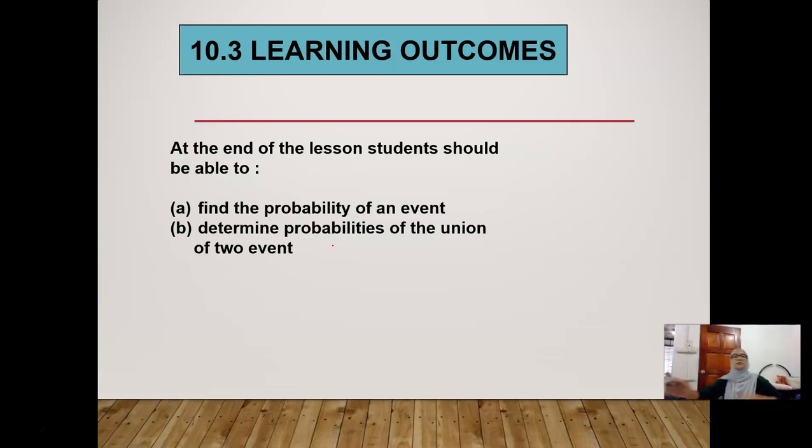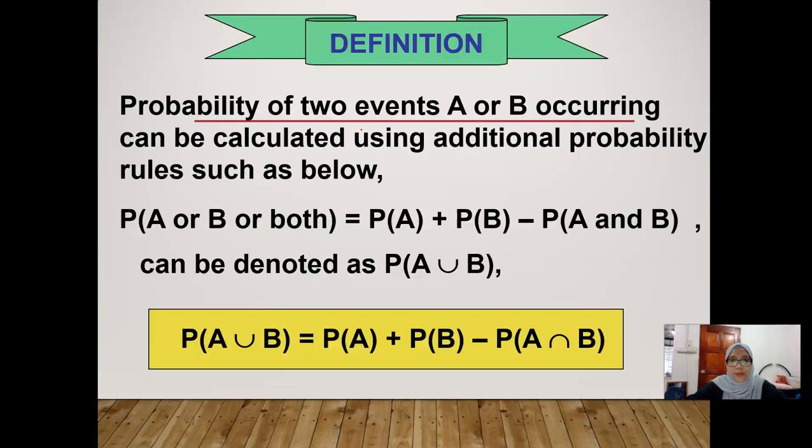Okay, continue. 10.3. At the end of this lesson, students should be able to find the probability of an event. Okay, just now sudah belajar kan? Determine probability of union of the two events. Ada lagi formula that we will apply here. Okay, so this is the formula. P(A union B) equals to P(A) plus P(B) minus P(A intersect B).